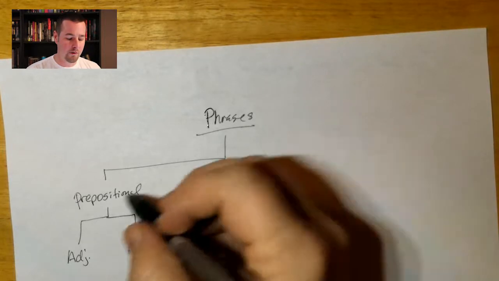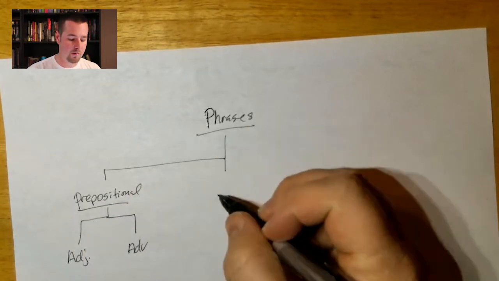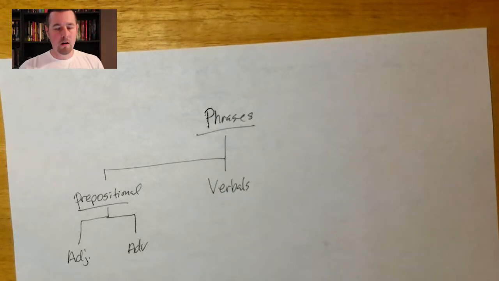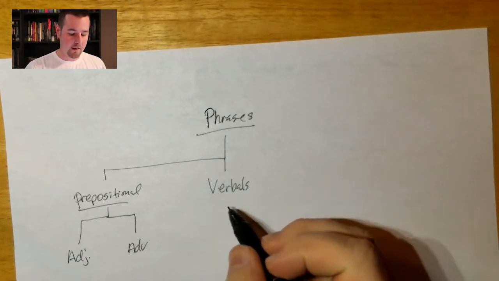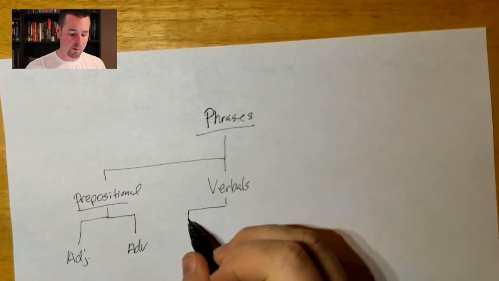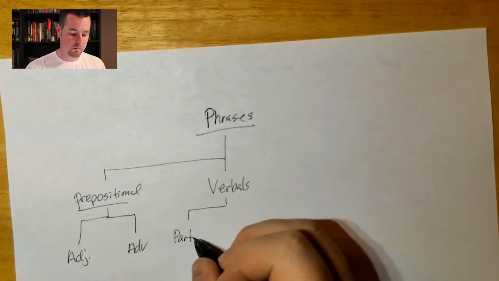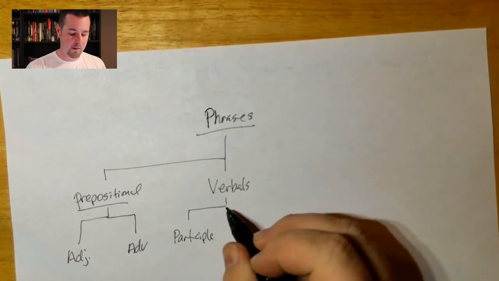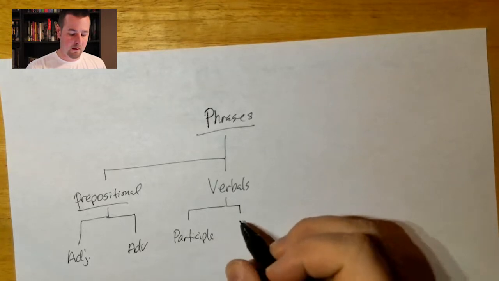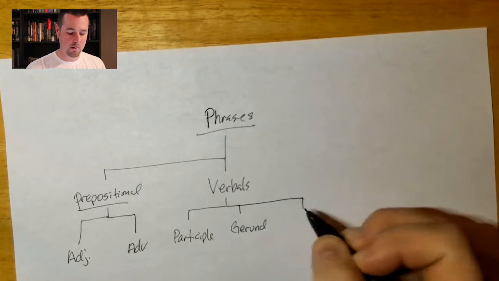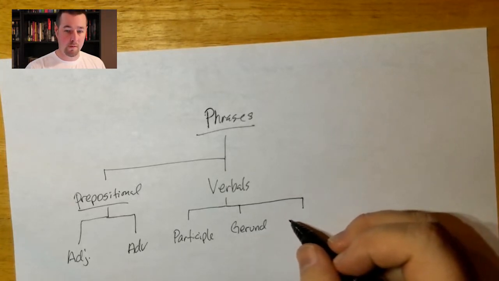Now, other than prepositional phrases, we're going to come to what's known as verbals. Verbals are verb forms that are used as something else, some other part of speech. There are 3 different kinds of verbals, and the first one that we're going to take a look at is called the participle. The second one is called the gerund. And the third is called the infinitive.